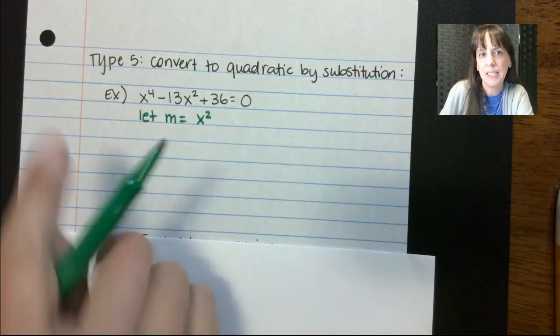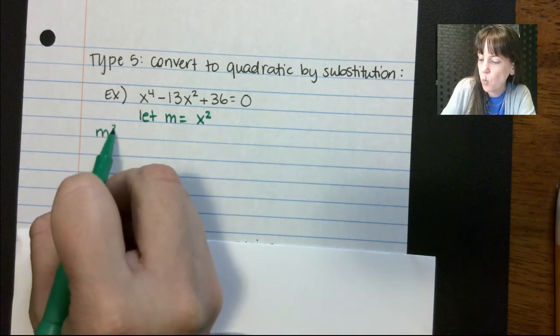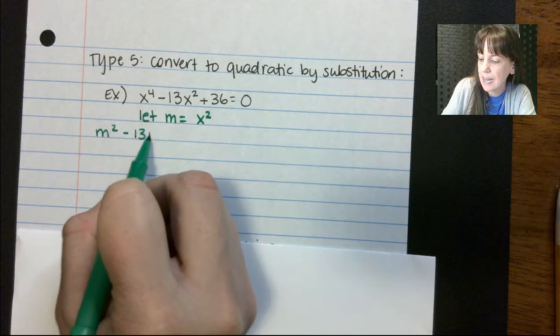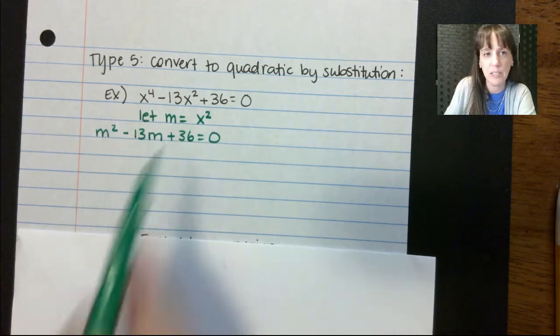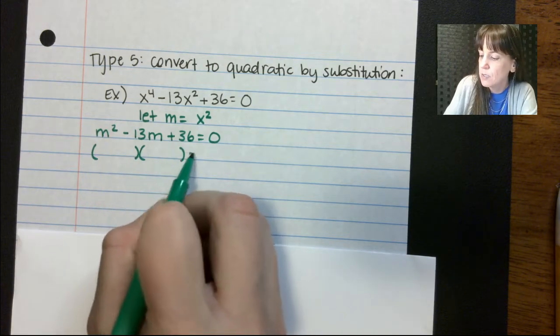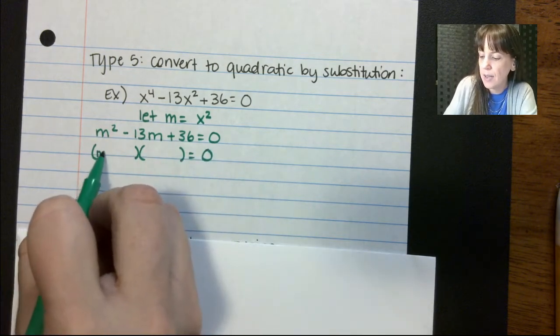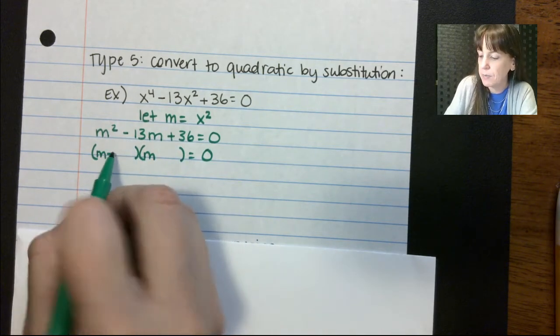And what that lets me do is now I can rewrite this guy: m squared minus 13m plus 36 equals 0. And this is much friendlier. We look at that and we're like, hey, we know how to do this. We can just factor, right? So we say there's 0, m. This tells me same signs. This tells me negative, negative.